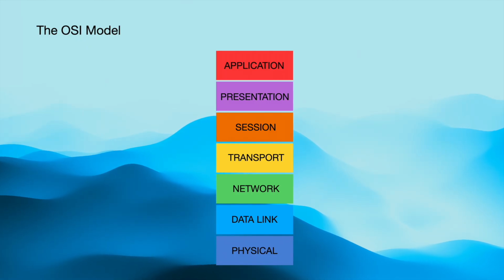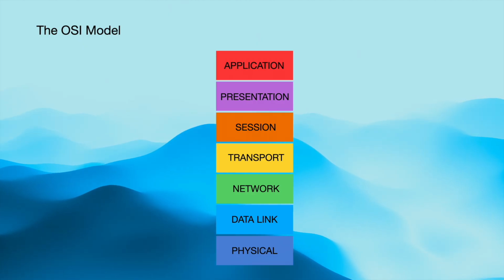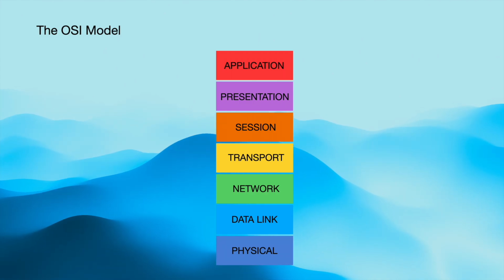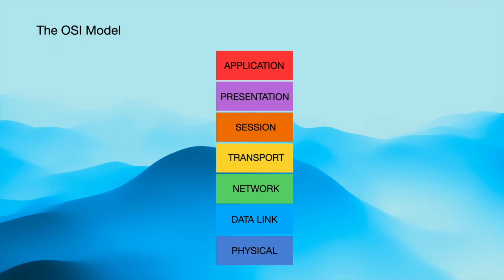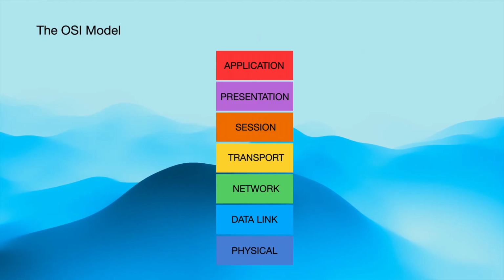So when you hear about the OSI model, just know it's a way to break down what's happening when two devices communicate. It helps us zoom in, troubleshoot, and really understand what's going on beneath the surface. Now that you've got the big picture, let's walk through each layer, starting at the top with the application layer.